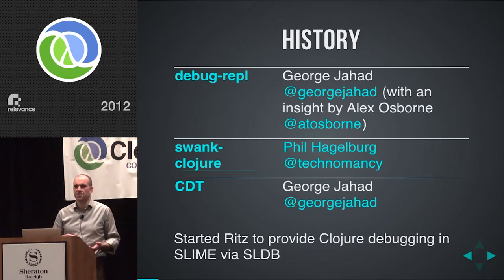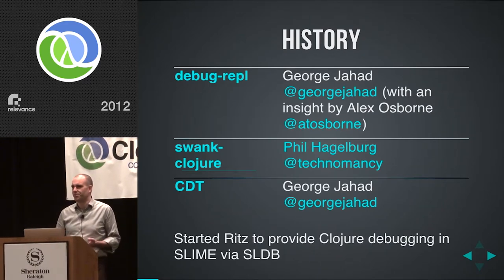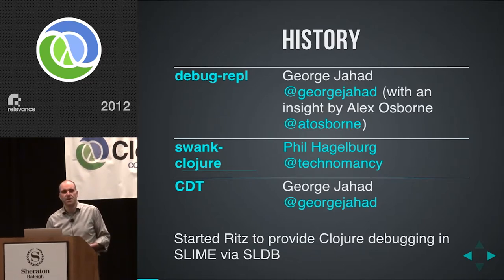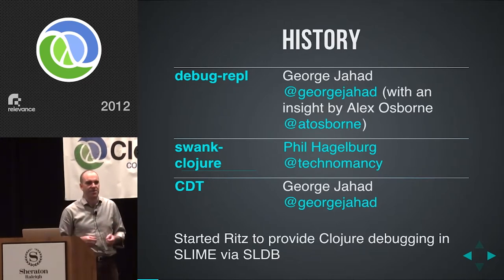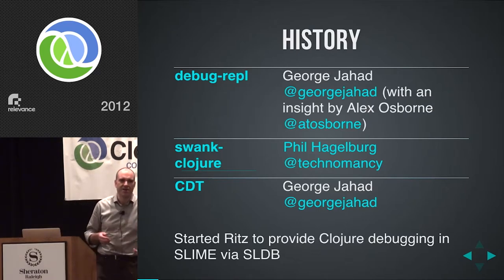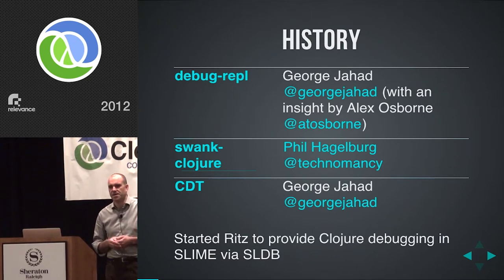I came to Clojure after Common Lisp. So I was very used to using Slime and Common Lisp. And I really like the debugger SLDB in Slime that works with Common Lisp. And I really missed that when I came to Clojure. So I thought I'd try and do something about that. So I ended up talking to Phil, who was looking after Swank Clojure. And he suggested that I put debugger.el into Swank Clojure. So I ended up doing that. And that gave us the Swank break form that many of you still use. And that all works very well.